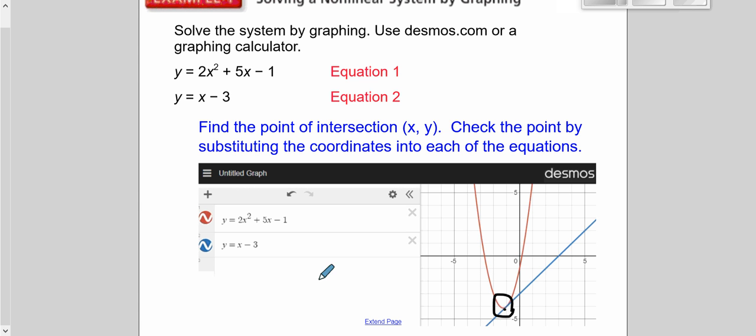Back 1, down 4. So that's -1, -4. That is the solution to our system. Now, if we use this for x and y in each of the equations, that gives us a way to check it. So find the intersection x, y, and check the point by substituting the coordinates into each of the equations. So if we put in a -1 for x, we should get a -4 over here. Just want to make sure it makes both equations true.